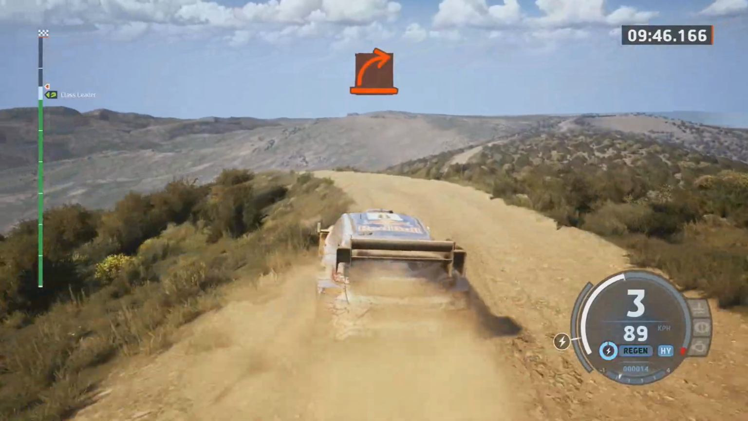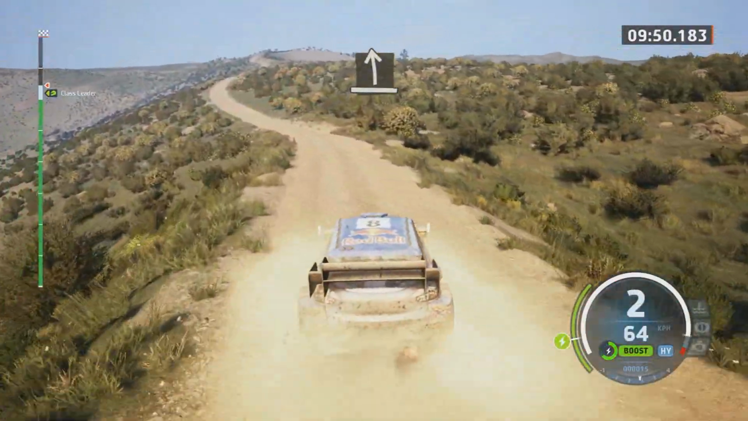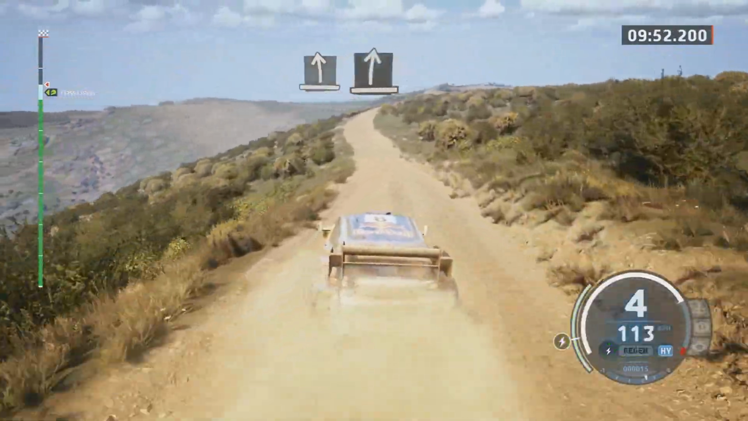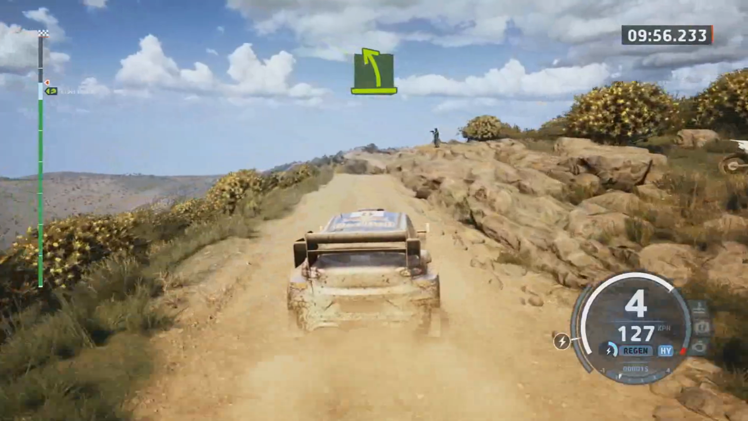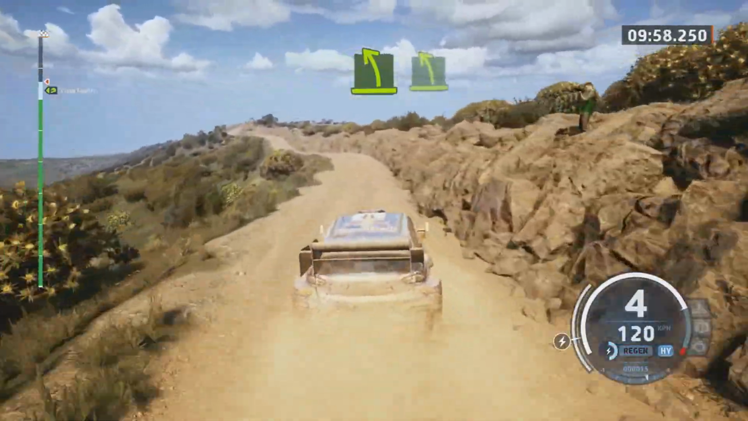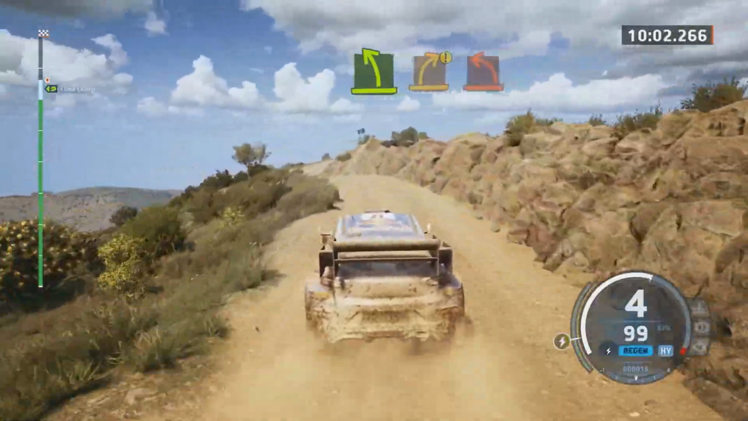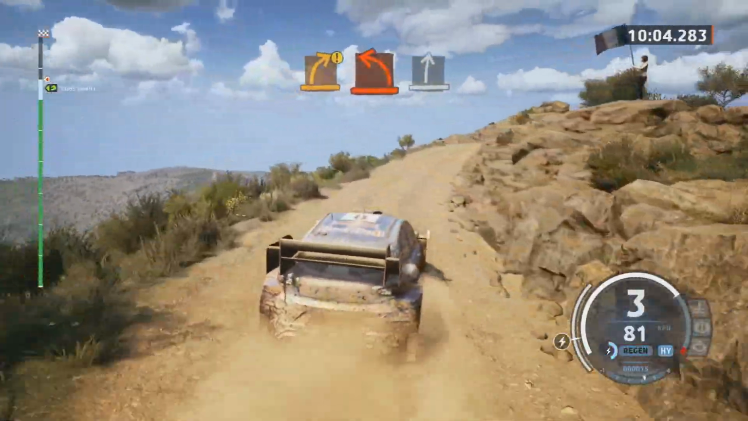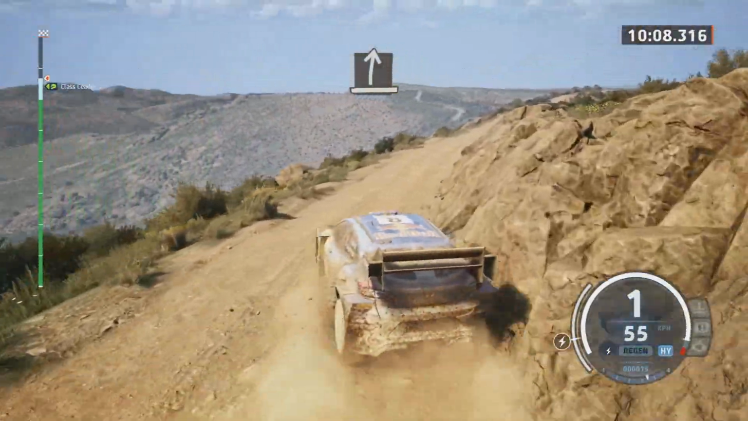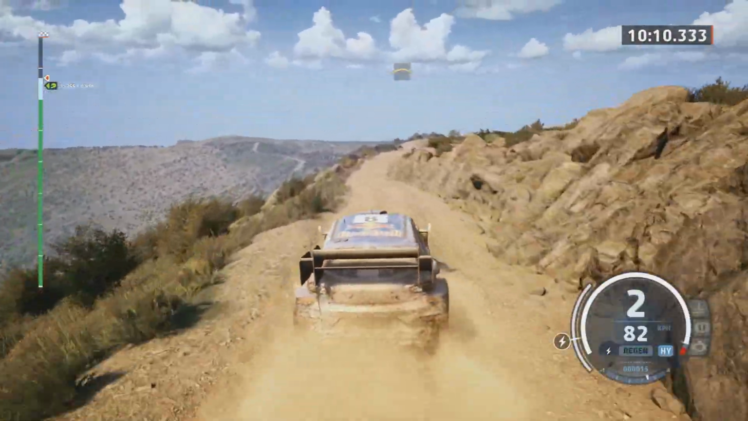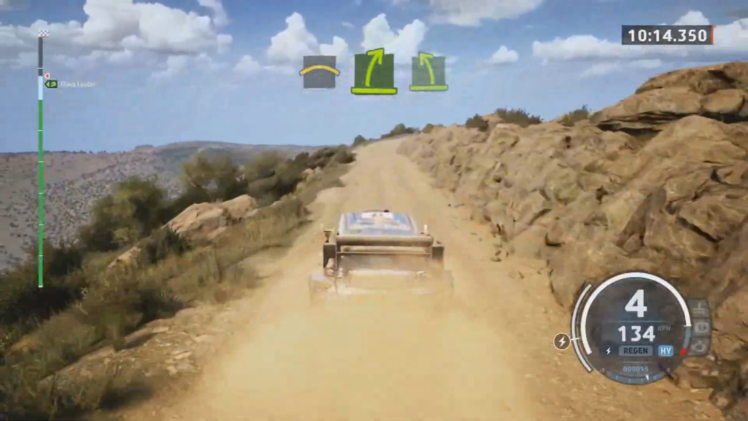Right, and slight left, slight right, easy left, medium right, caution. Hard left, crest. It's a slight right. Crest. Easy right. Easy left of the crest.